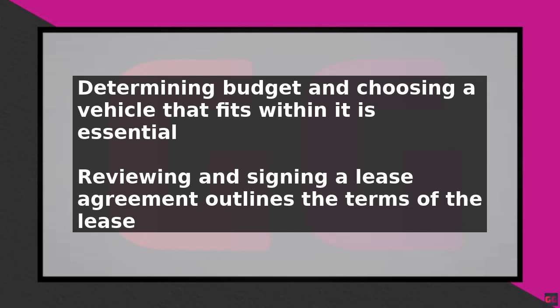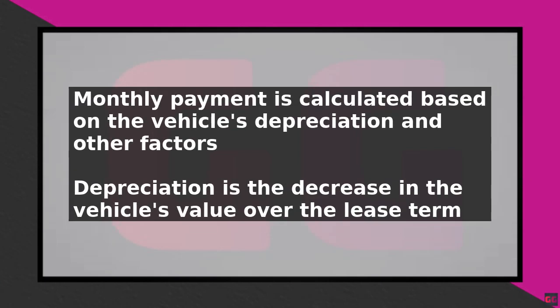The monthly payment is calculated based on the vehicle's depreciation and other factors such as interest rates and fees. The depreciation is the decrease in the vehicle's value over the lease term. For example, if you lease a car that costs $30,000 and it is expected to depreciate by $15,000 over the 3-year lease term, your monthly payment will be based on this depreciation plus interest and fees.